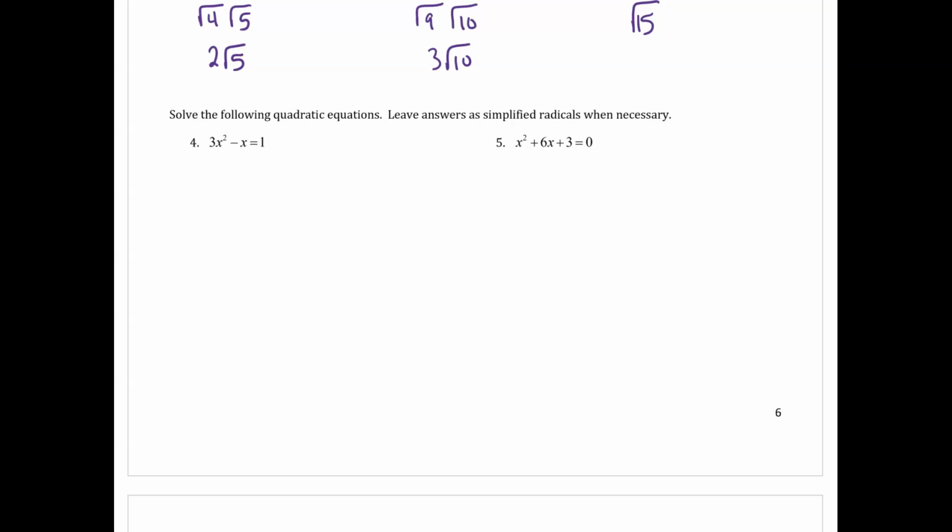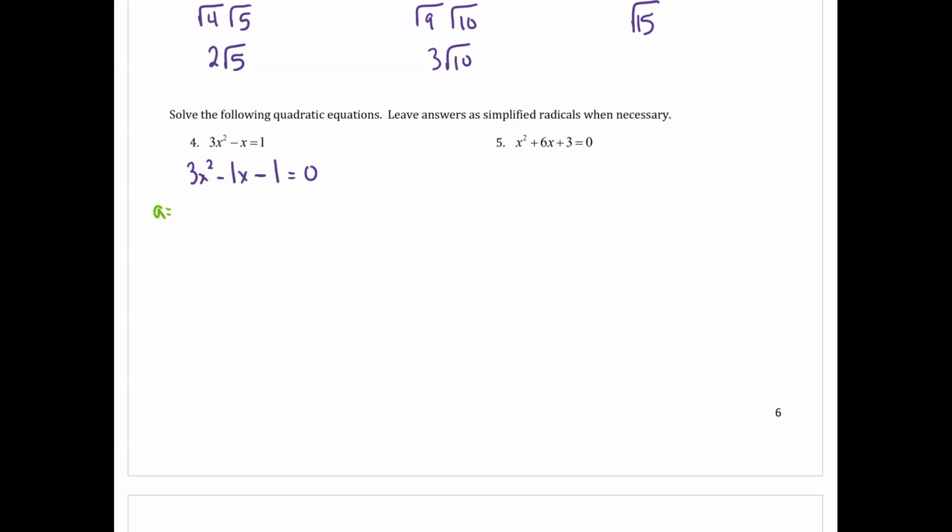So I need to move 1 to the left side, and I'm going to do that by subtracting 1. And once I do that, my problem is 3x squared. I am going to put a 1 in front of this x, and I subtracted 1 to the other side. So now this is in standard form. And I'm going to go through and identify what a, what b, what c is.